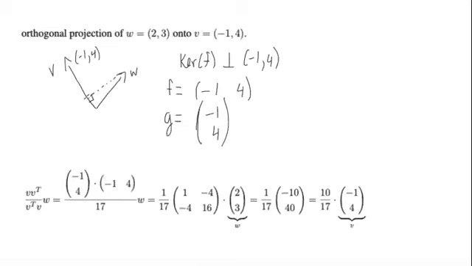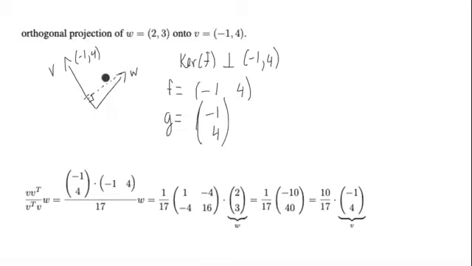Let's talk about how we can use this left-right inverse pair idea for projections to talk about orthogonal projections. For instance, what if we have a vector w that we want to orthogonally project onto a vector v, such that the light being cast is at a 90-degree angle to the vector v? How's that going to work?